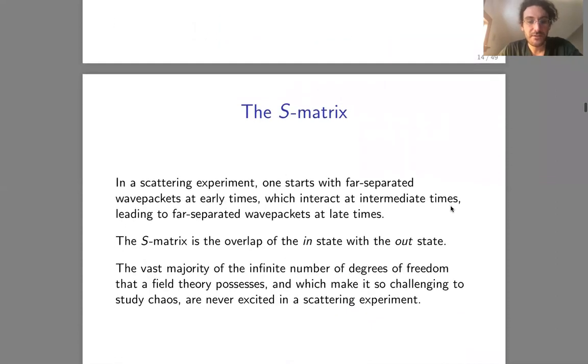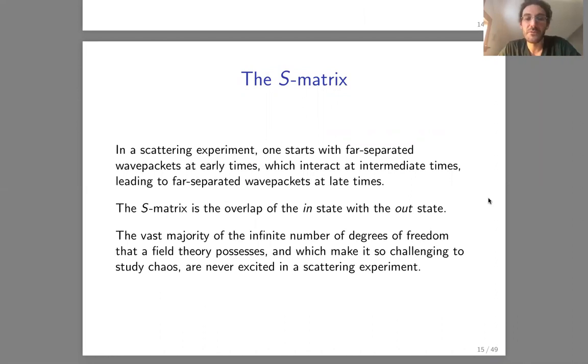So the S matrix, to remind you, but you all know. In scattering experiments, we start with far separated wave packets at early times. They interact at intermediate times, and then they lead to far separated wave packets at late times. And the S matrix is the overlap between the in state and the out state. The vast majority of the infinite number of degrees of freedom that a field theory possesses, which make it so challenging to study chaos, are never excited in a scattering experiment. So this is one of the reasons for avoiding discretizing the system and going directly to the S matrix, because all these degrees of freedom, we just don't need them.